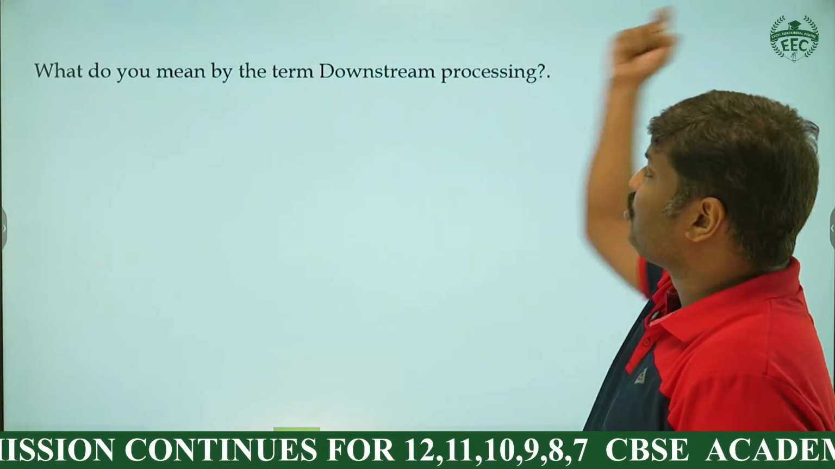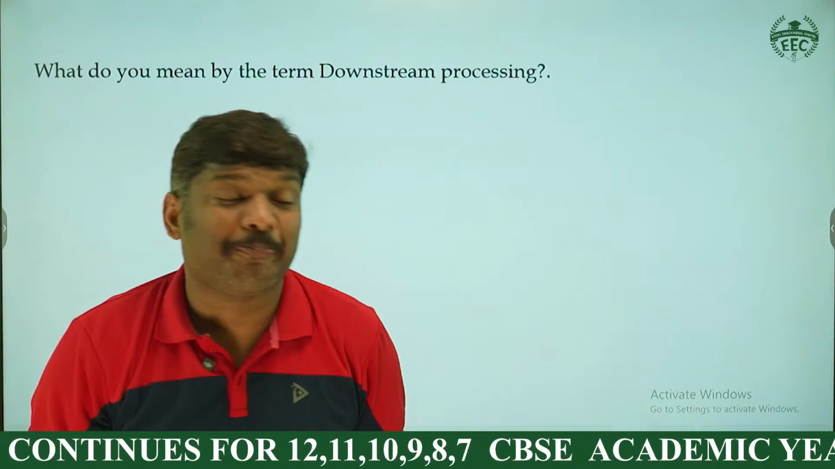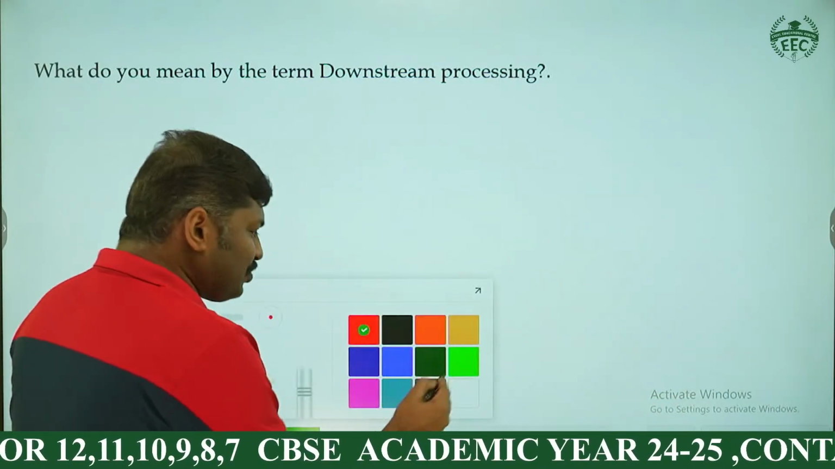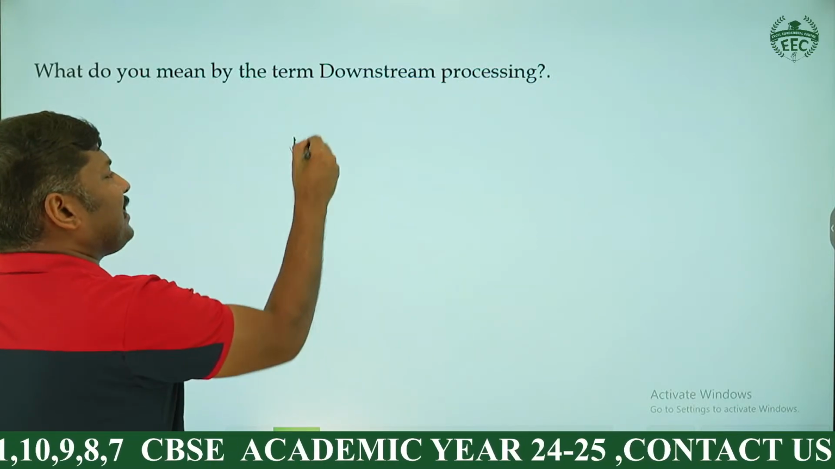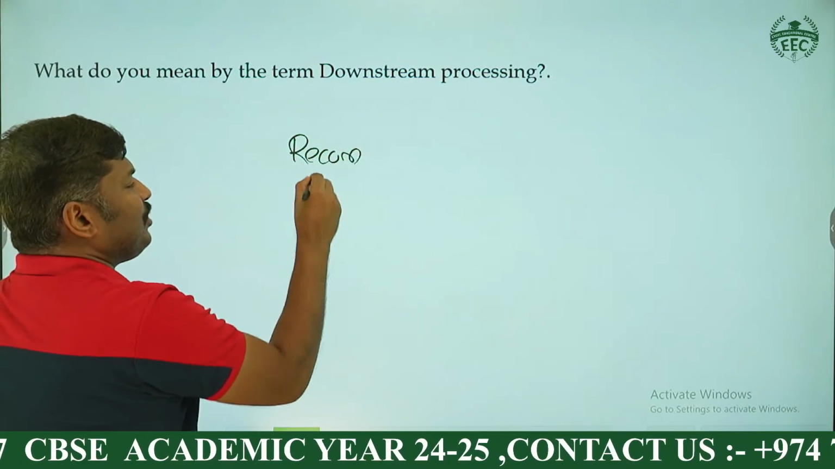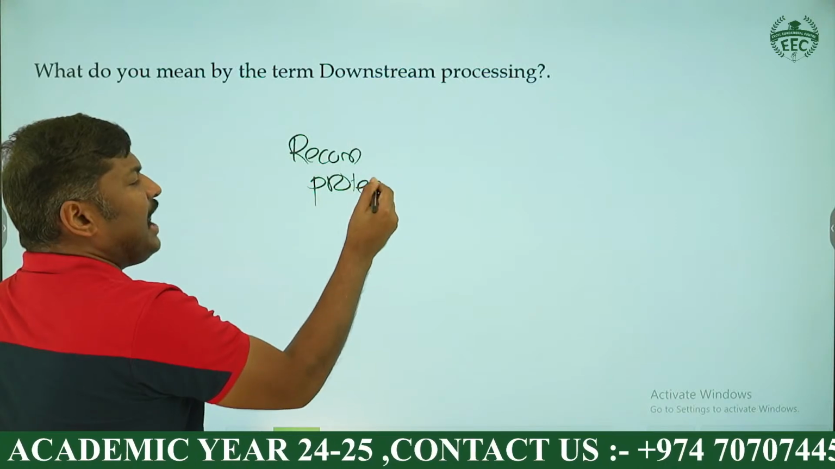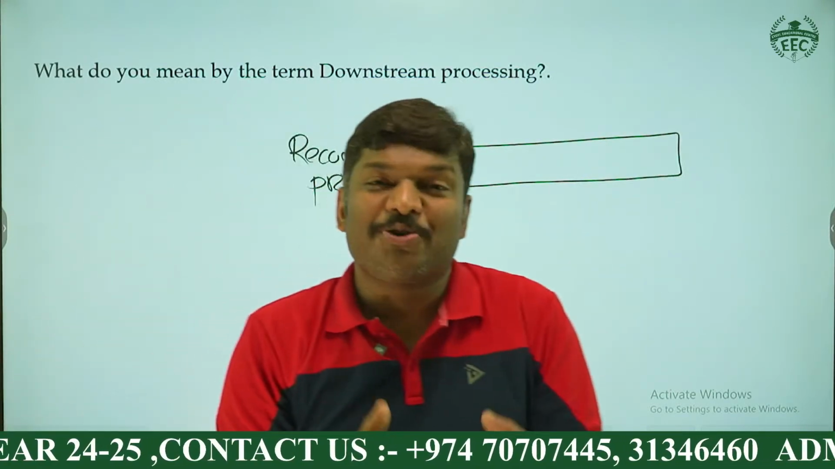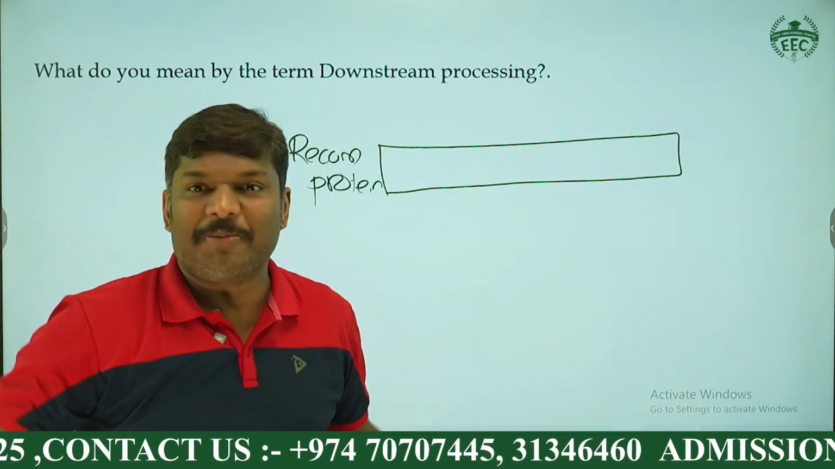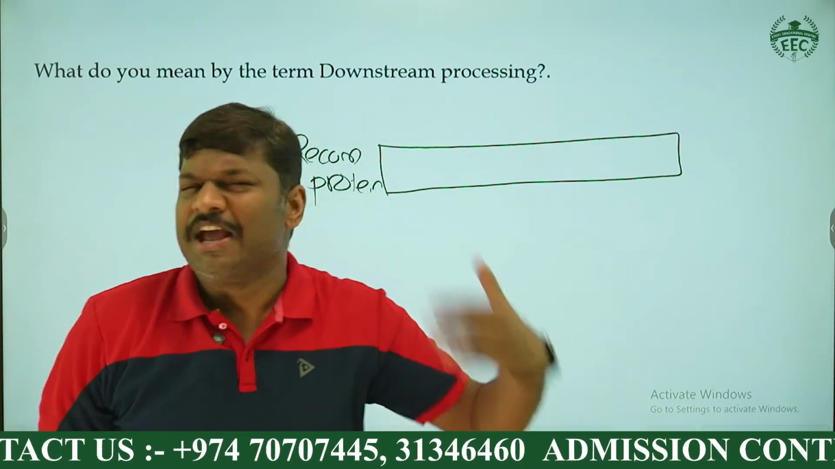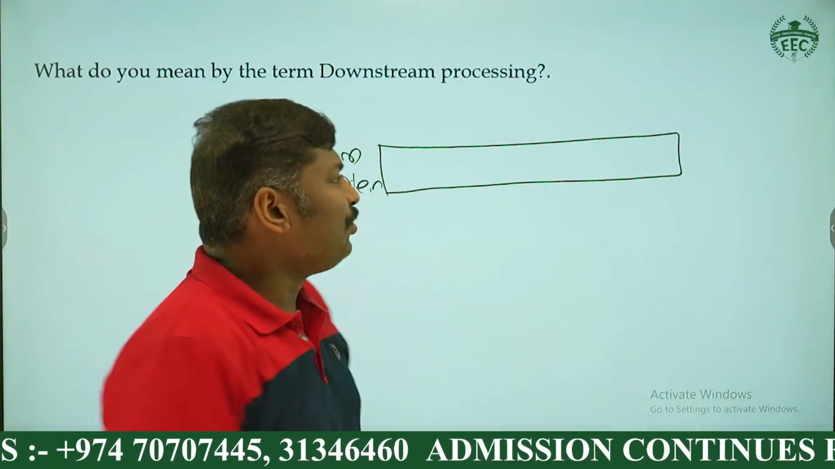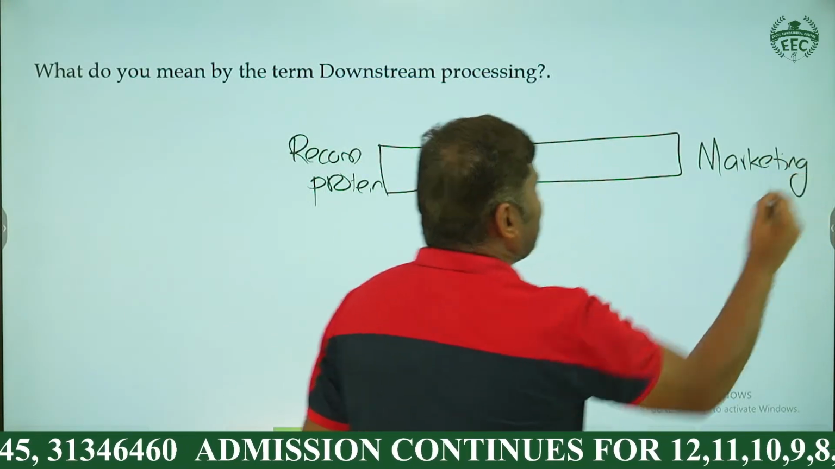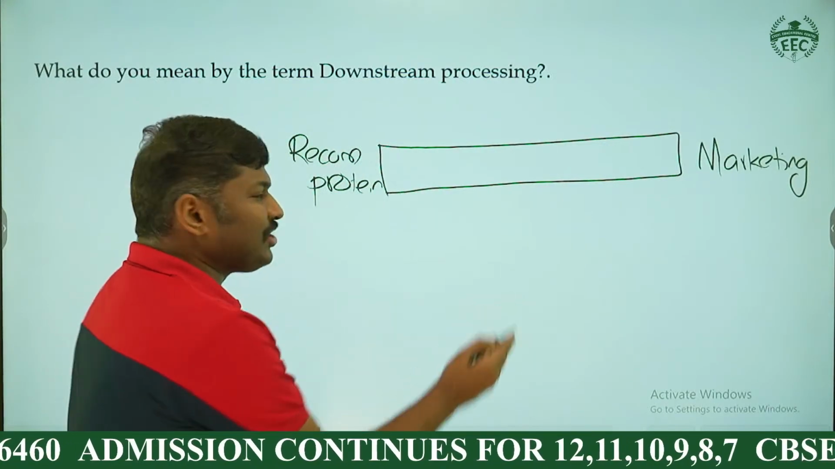Okay, and one more question from the chapter Biotechnology Principles and Processes. What is the question? What do you mean by the term downstream processing, my dear students? What is downstream processing? Here you can see, you are making a recombinant protein. And that recombinant protein, you are not supposed to market the next day. When you are making a recombinant protein, the very next day, you cannot market it out. And before marketing, you should do some special techniques.